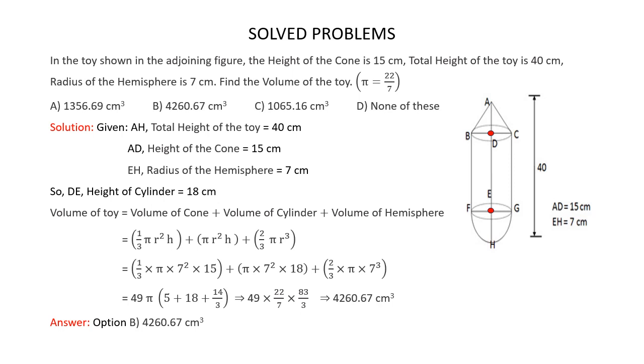Now substituting the value of pi as 22 by 7 and solving this, we get volume of the toy as 4260.67 centimeter cube. So the correct answer is option B, 4260.67 centimeter cube.